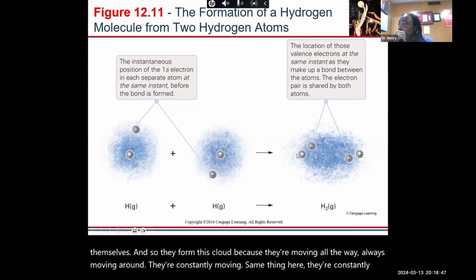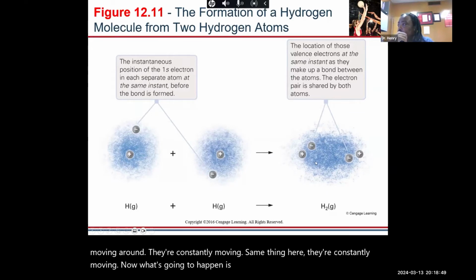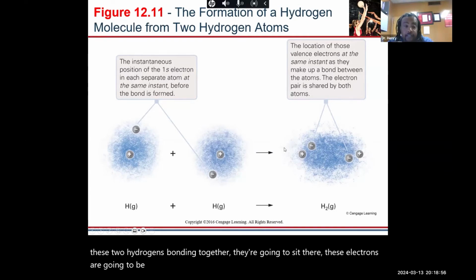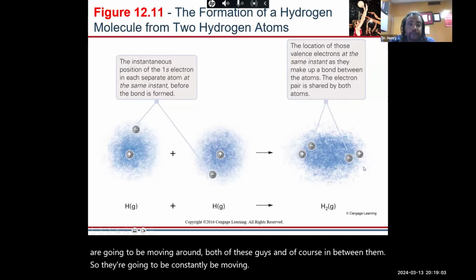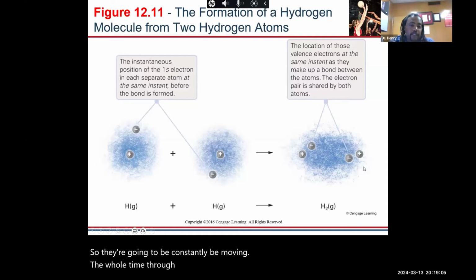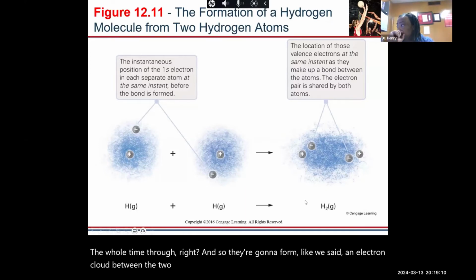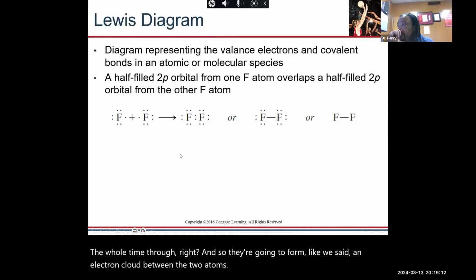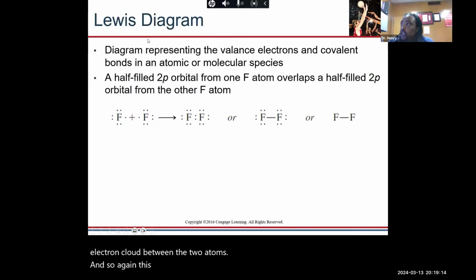Now, what's going to happen in the case of it bonding together, these two hydrogens bonding together, is that these electrons are going to be moving around both of these atoms. And of course, in between them, so they're constantly moving the whole time through, right? And so they're going to form, like we said, an electron cloud between the two atoms. And so again, this here represents our Lewis dot structure. Now, we've talked about valence electrons.